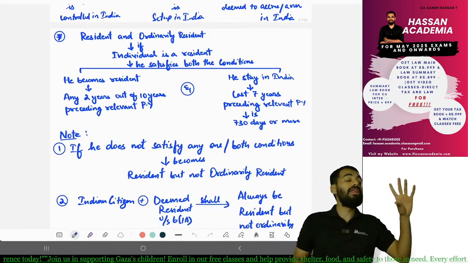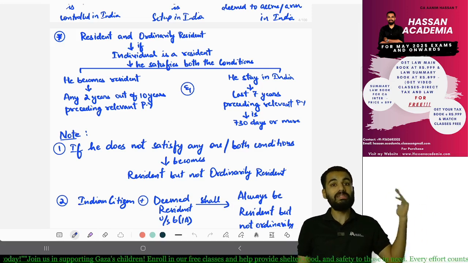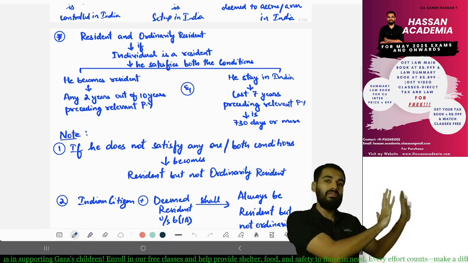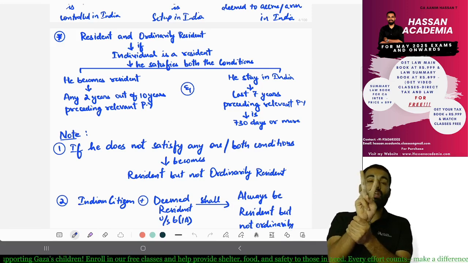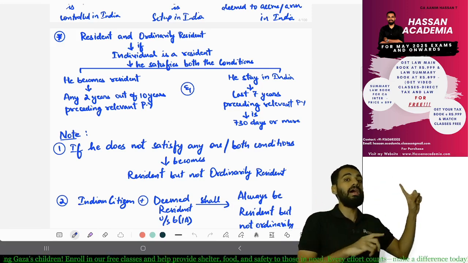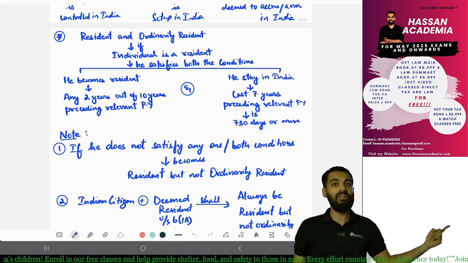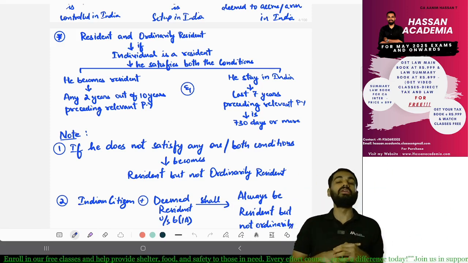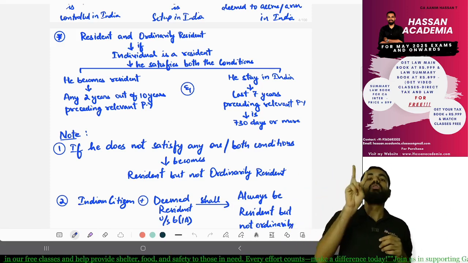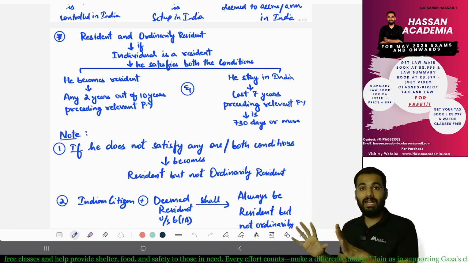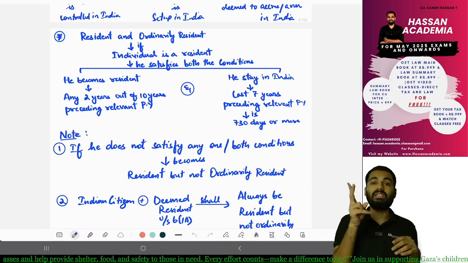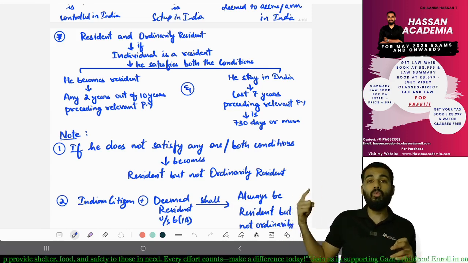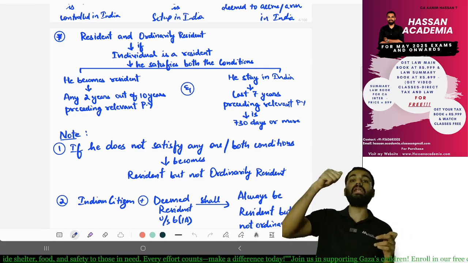Next. So how can you be resident but not ordinarily resident? Out of the preceding 10 previous years, you are a resident for at least 2 years. Along with it, in the preceding 7 years, you have stayed in India for 730 days or more. If these two conditions are satisfied, you are resident and ordinarily resident. But if these two conditions are not satisfied, or even either one condition is not satisfied, then you will be resident but not ordinarily resident, RNOR.